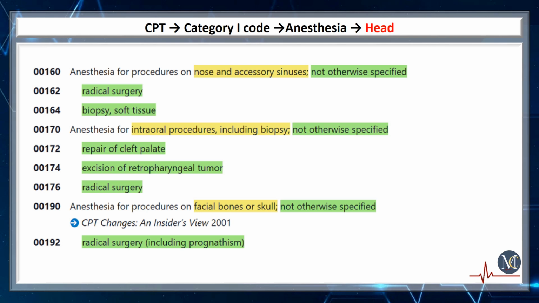Our next code is 00162, radical surgery. It means the provider performs anesthesia service to facilitate the removal of the organ affected by a disease along with nearby tissues. Radical surgery is mostly used in case of cancer. Next code is 00164, biopsy soft tissue. It means the anesthesia service is given for the procedure involving the extraction of a small piece of tissue for diagnostic purposes, which is also called biopsy.